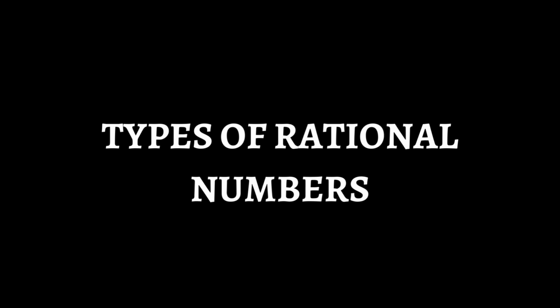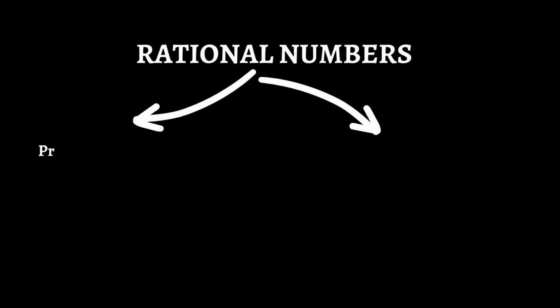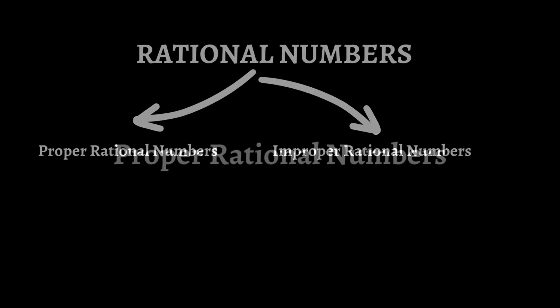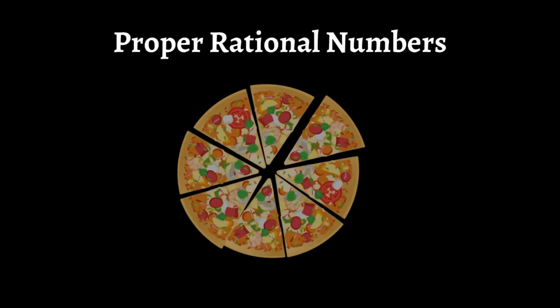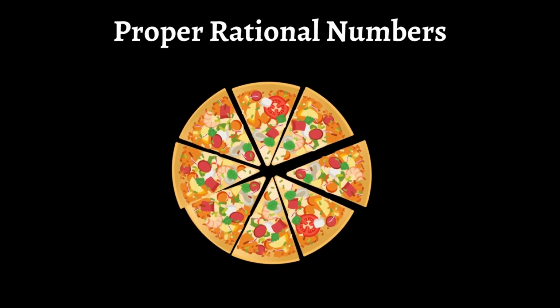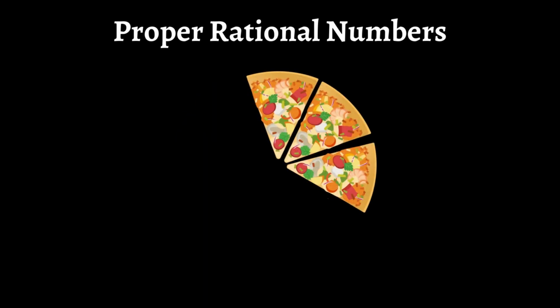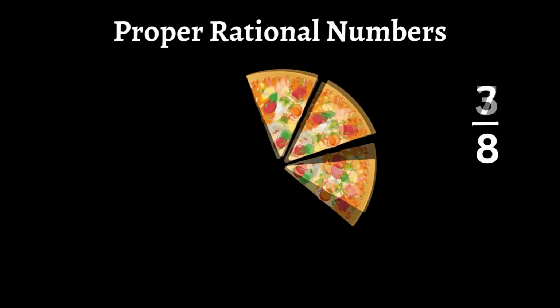Alright, now it's time for us to look into types of rational numbers. Rational numbers are of two types: proper rational numbers and improper rational numbers. Let's analyze them. Proper rational number. Remember the time we discussed the pizza? We had one pizza and we cut it into many pieces. Let's say you took 3 slices from 8. It would be represented as 3/8, and 3 pieces won't make one whole pizza.